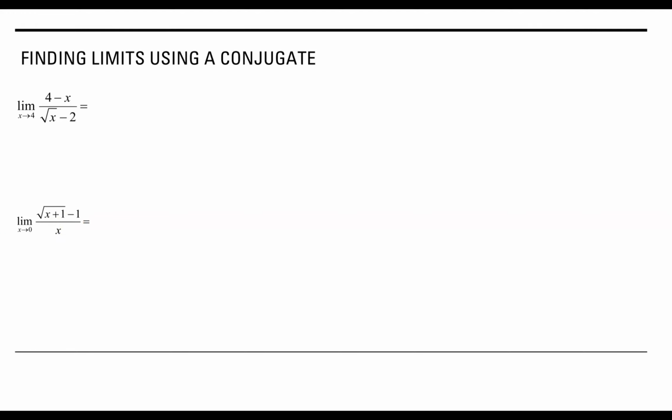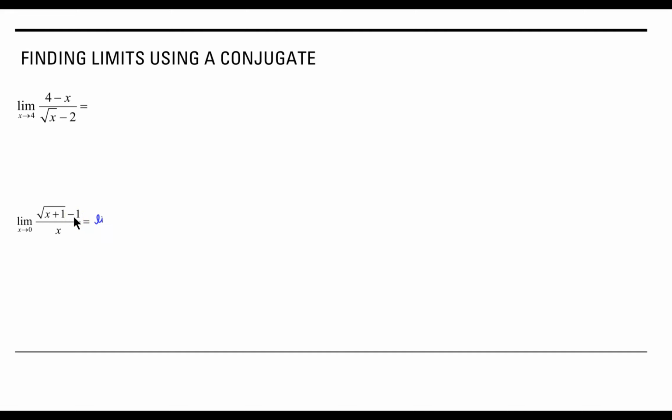So if we imagine x getting closer and closer to 0, then this square root of x plus 1 gets closer and closer to the square root of 1. And the square root of 1 is 1, and 1 minus 1 is 0. So our numerator approaches 0 as x approaches 0. Also, our denominator has only the x variable in it, and so it approaches 0 as well. So we have an indeterminate form of 0 over 0. So let's go ahead and use the conjugate to help us find the limit of this particular function.